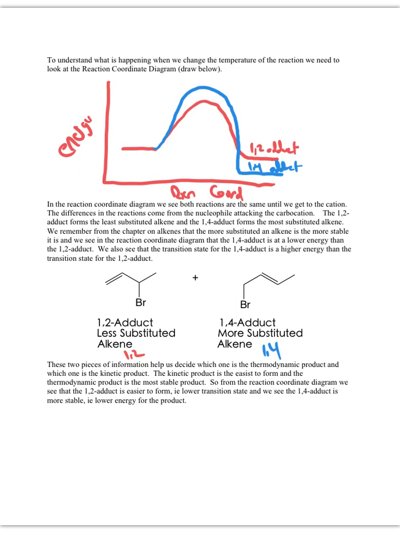Now when we look at this, the 1,2 is the one with the lower activation energy, so it's easier to get over the energy barrier to form the product, whereas the 1,4 product is of a lower energy than the 1,2 product, so it goes down into a deeper well and it's harder to get out of it. But it takes more energy to get over the activation energy for the 1,4, so that's why you have to heat it.